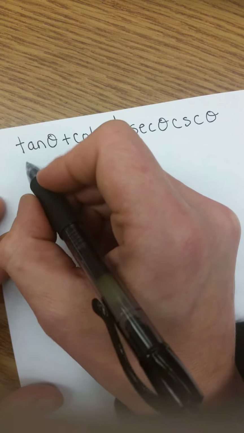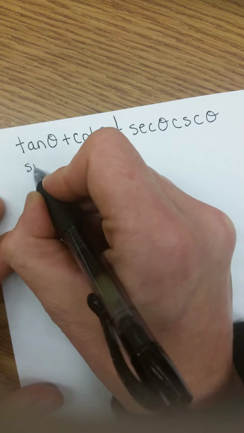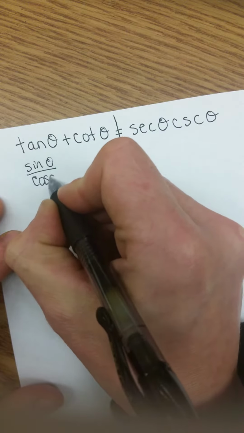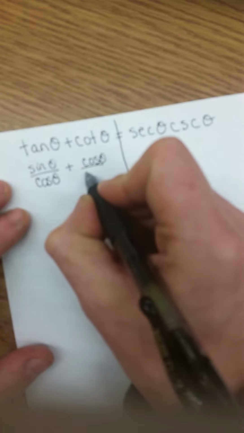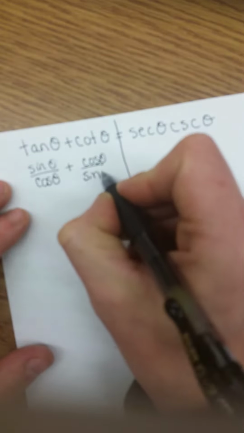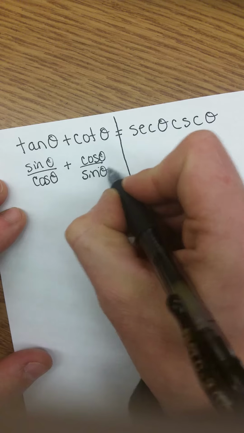So we know that tangent is the same thing as sine over cosine, and cotangent is the same thing as cosine over sine.